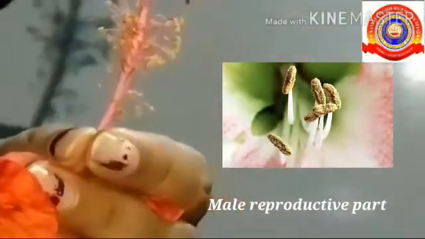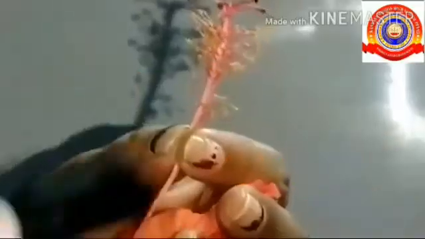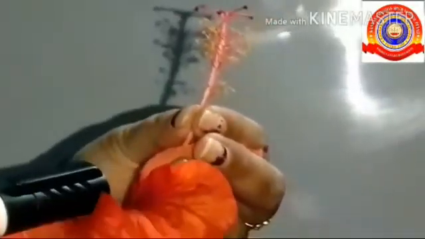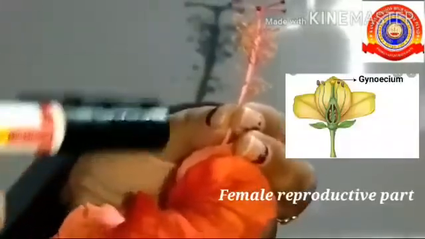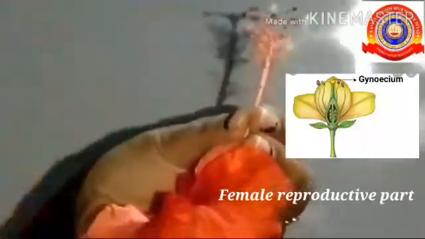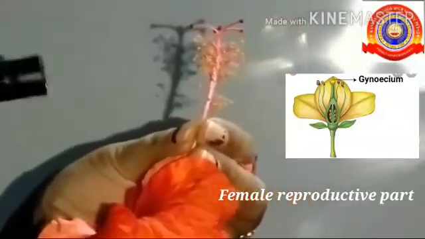Next we studied about the androecium. The androecium is the male reproductive part of the flower. Reproductive means to create a new living thing, such as a baby. Next part is the gynoecium. The function of the gynoecium is that it is the female reproductive part of the flower.